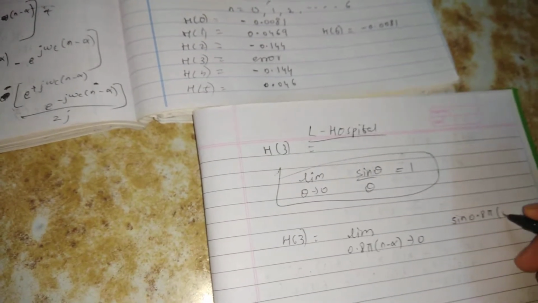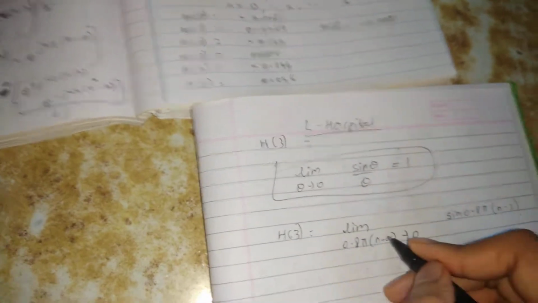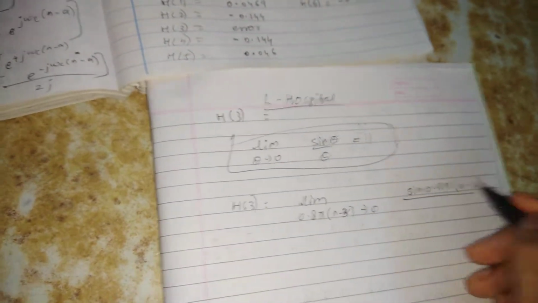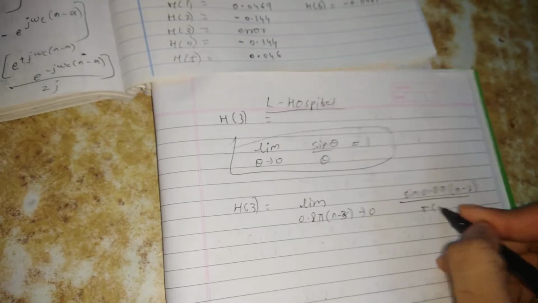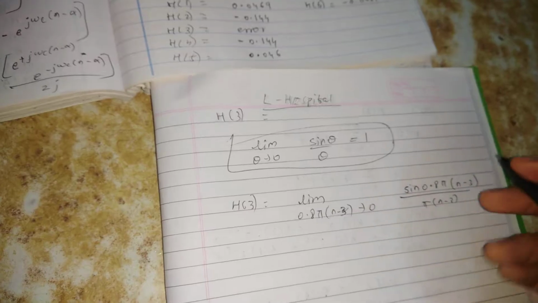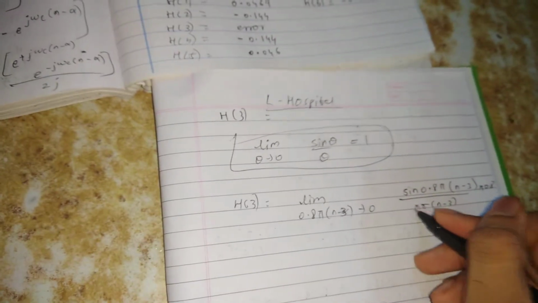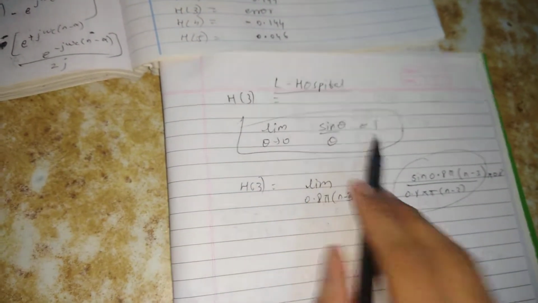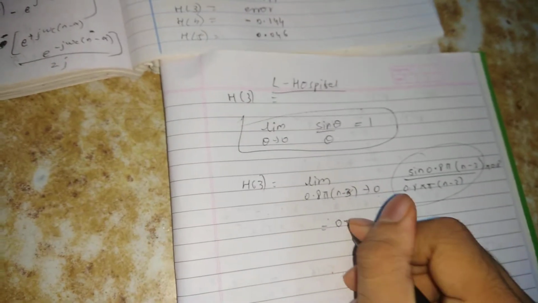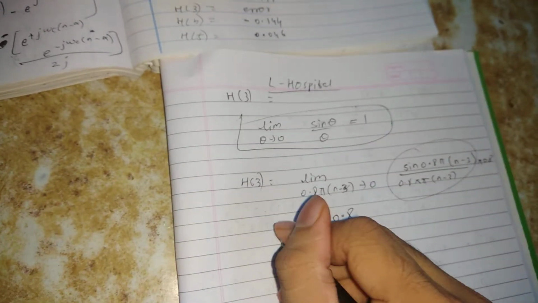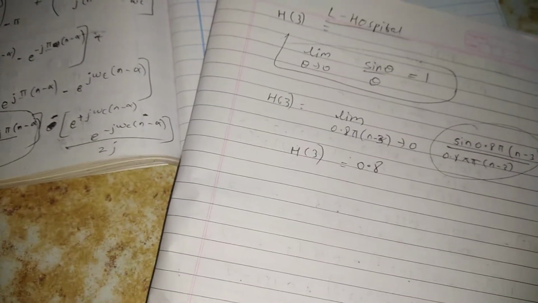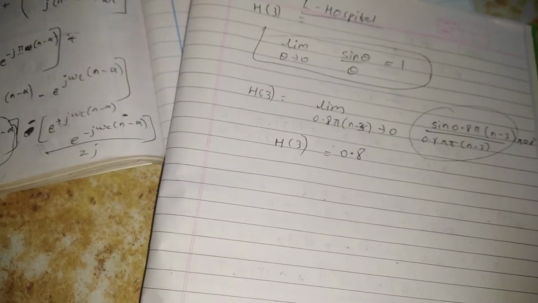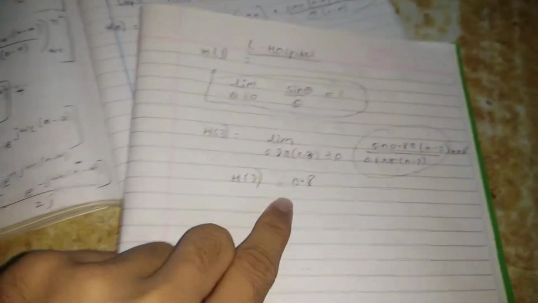0.8 pi n minus alpha, alpha is 3, so n minus 3, upon pi n minus 3. As you can see, 0.8 is missing, so I will just multiply 0.8 and divide by 0.8. So now this term value is 1, sin theta upon theta is 1, so 1 into 0.8 is 0.8. Okay, so what is the value of h of 3? Point 8 we got.